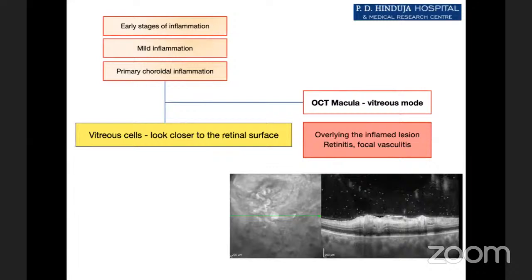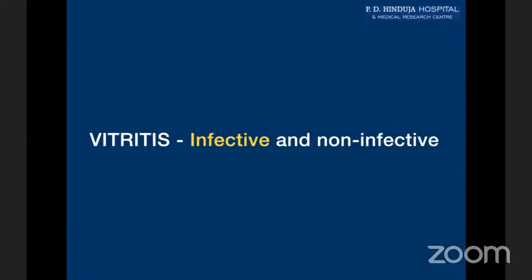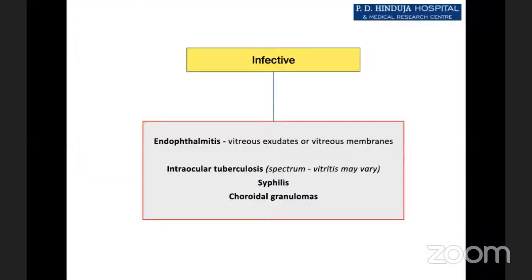In the early stages of inflammation, or when there is a very minimal amount of inflammation, or if there is primarily a choroidal inflammation, you may not find cells in the retrolental space. You may have to do an OCT macula in the vitreous mode, where you will see the vitreous cells closer to the retinal surface, or overlying the inflamed lesion, or over the retinitis, or as part of vasculitis. The differentials of vitritis can be both infective as well as non-infective.